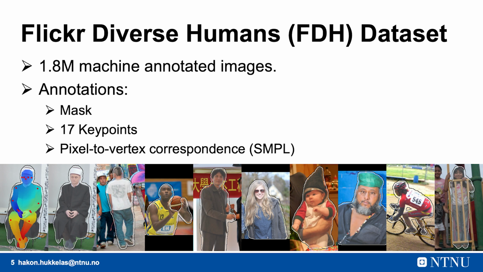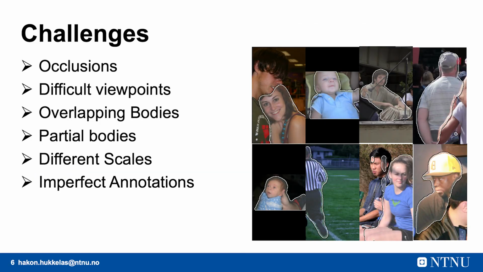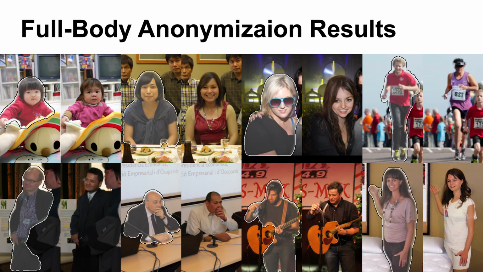The FDH dataset consists of 1.8 million annotated images of human bodies, where each image is annotated with a mask indicating the human body, 17 key points, and a dense pose annotation mapping pixels to vertices on a 3D human body. The FDH dataset represents many of the challenges of in-the-wild anonymization, such as occlusion, difficult viewpoints, overlapping bodies, and partial bodies. Combining this dataset with a fairly straightforward GAN, we are able to generate close to photorealistic images.